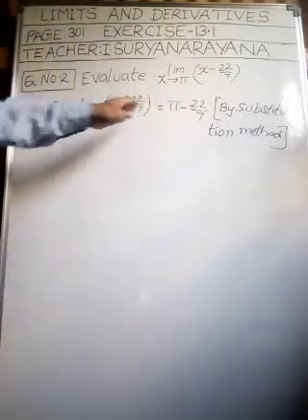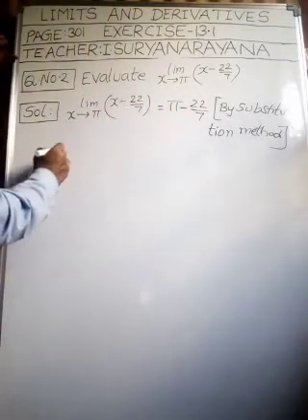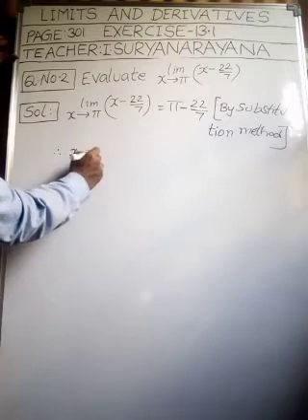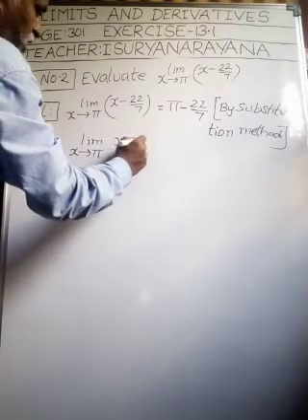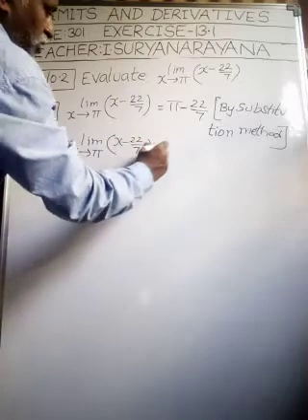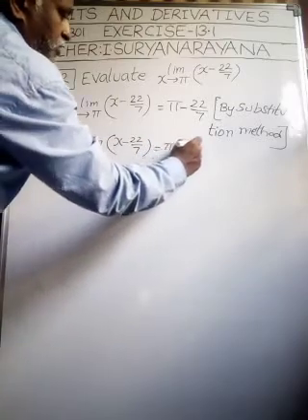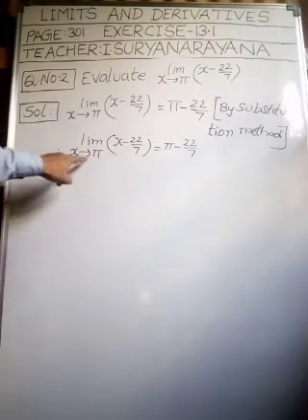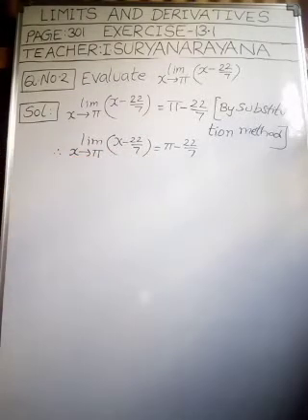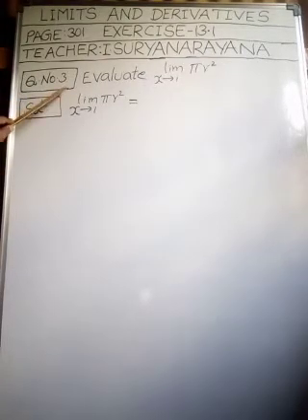This is the limit of this given function. That's all. Therefore, as x tends to pi, limit of x minus 22 by 7 is equal to pi minus 22 by 7. This is the limit of this function as x tends to pi. Understood, my children? Right. Now come to the next question, that is the third question in the exercise.